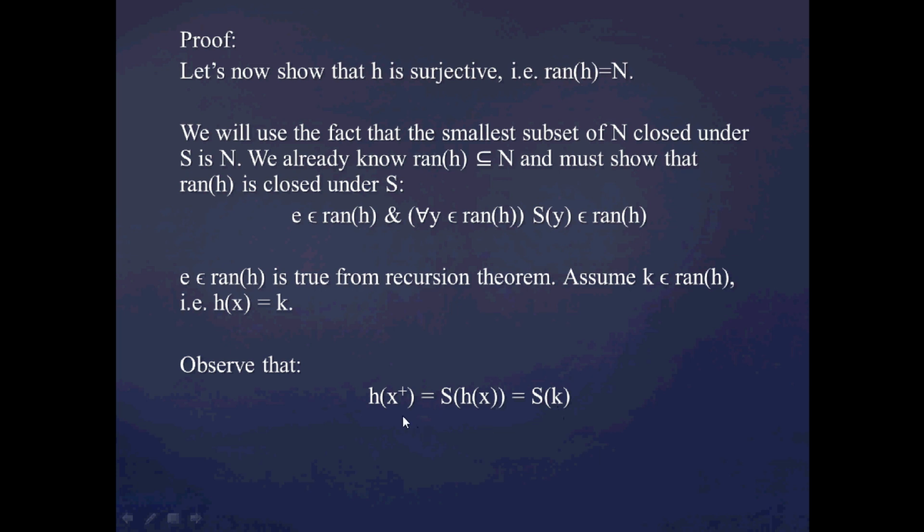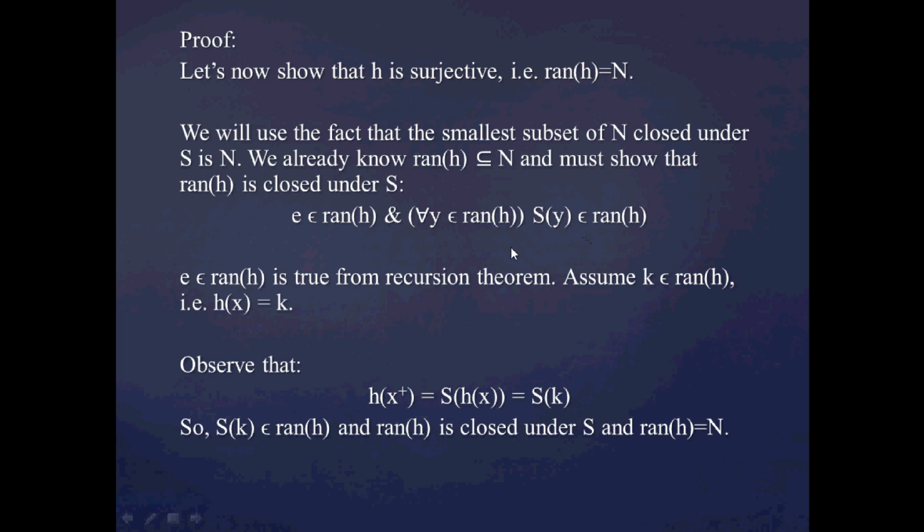So what I've just shown is that if x is the input that produces k, then x plus is the input to h, which will produce S of k. So basically I've shown that inference that if k is in the range of h, then the successor of k is also in the range of h. So that means that the range of h is closed under S. And since we know that NSE is a Peano system, the smallest subset of N which is closed under S is all of N. So that gets us to the conclusion that the range of h is equal to N. So therefore h is surjective, and we know it's injective already, so h is a bijection.